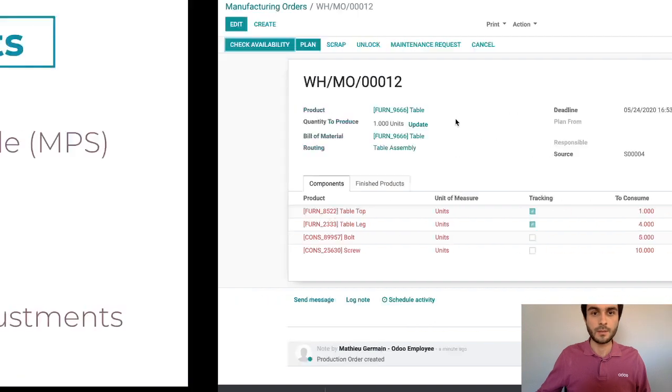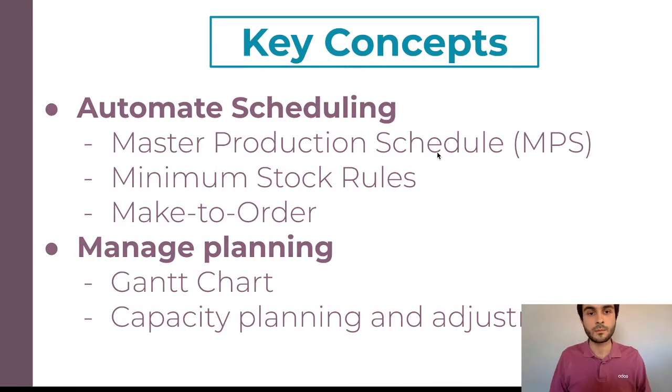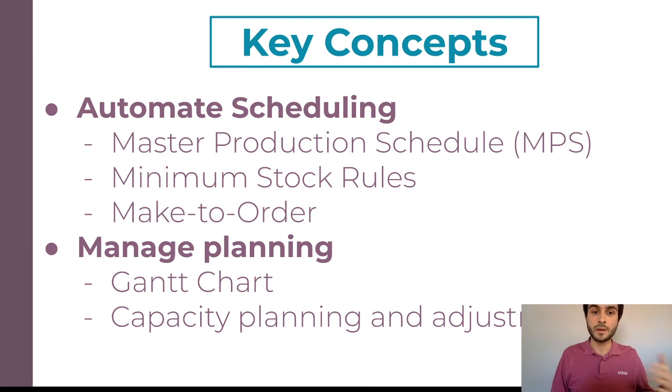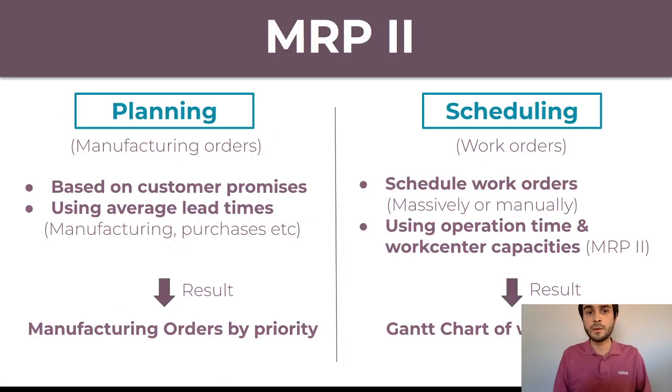So, in the meantime, we'll go back to the presentation over here. What I want to show you now is that the concepts that I covered until now are general concepts that help you to prioritize what manufacturing order should be done when. But we also go further than that. We also manage planning on a Gantt chart where you can keep track of capacity planning, that is how many work orders a machine can do at the same time, and you can adjust if you see that something is not working properly.